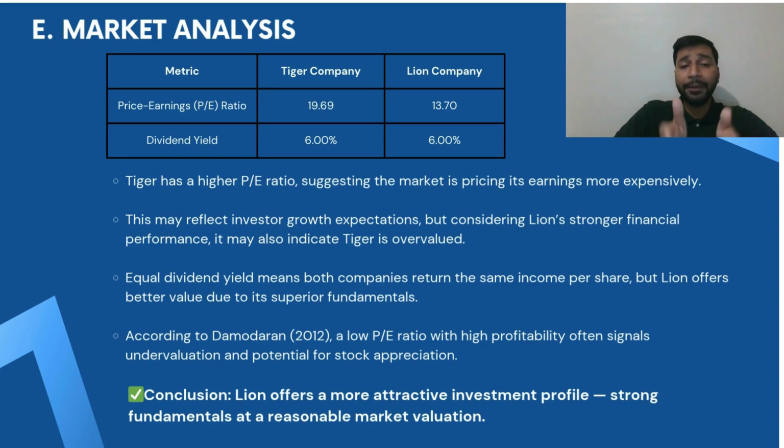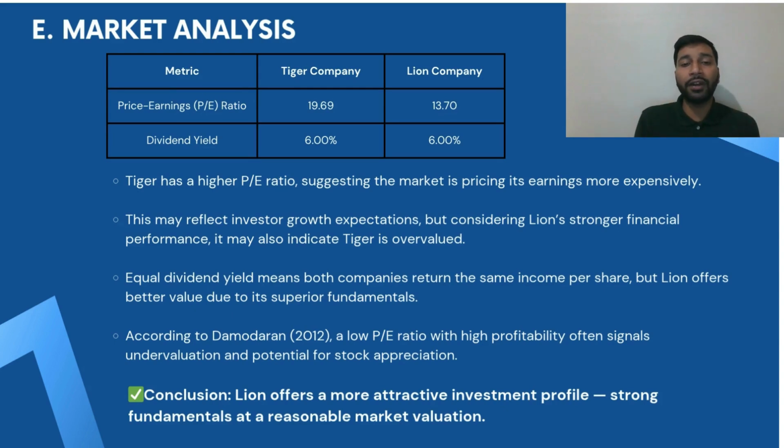Tiger has a higher PE ratio, which may suggest market optimism, but this doesn't necessarily mean Tiger is the better investment. In fact, Lion's stronger financial fundamentals and lower PE could signal undervaluation and potential for stock price growth. As Damodaran explains, companies with low PE ratios and high profitability often present better long-term investment opportunities.